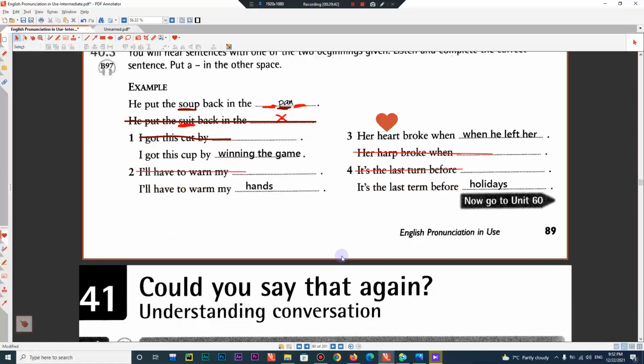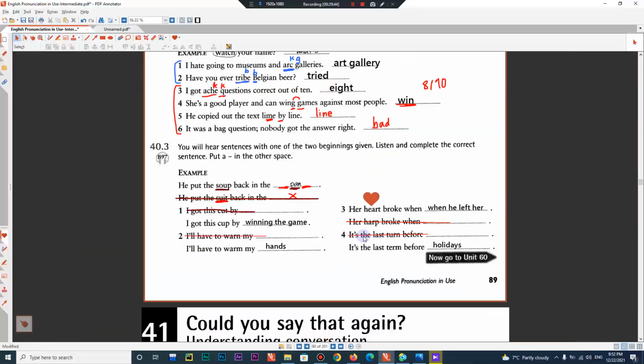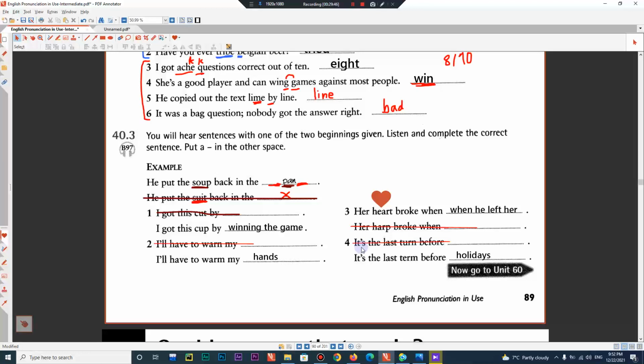Alright, with that, we come to the end of this unit. I'm so happy that I've made it so far to this unit, unit 40. The next unit, we're going to go to unit 60. And it's the last unit. I'm so happy that I'll soon finish this book, and I've accomplished another goal, which is finishing this book.